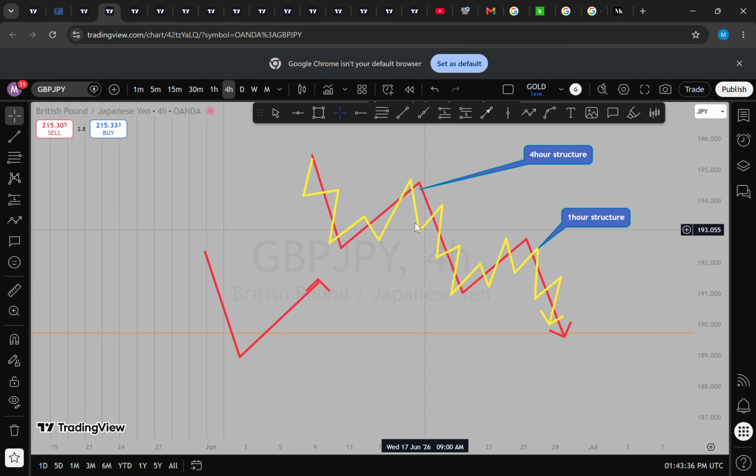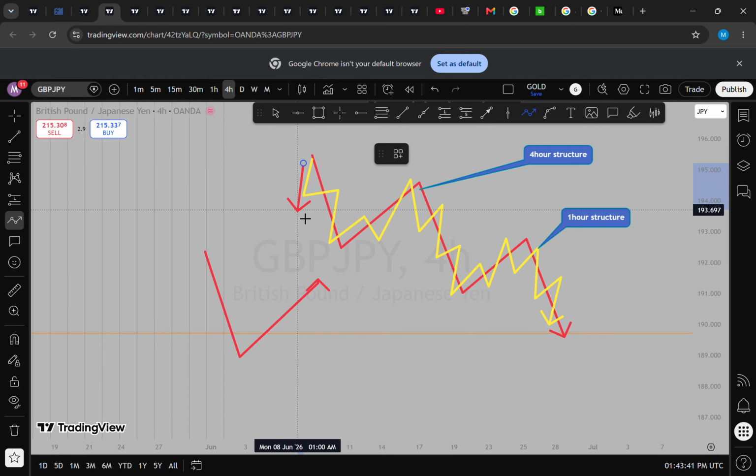Now compared to this 1 hour retracement from here to here, I actually want to pull it out. Okay, now we have this. This is major. This is more major than this. This is minor. Are you getting it? So by visually looking at your chart, you can easily identify major structure.